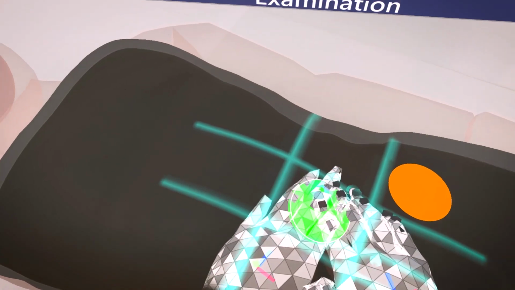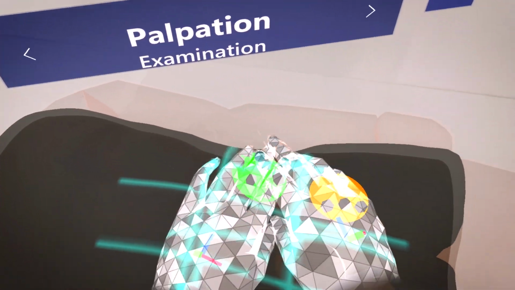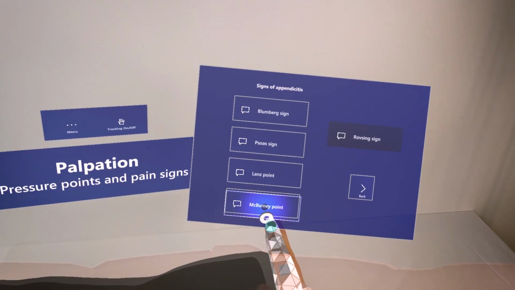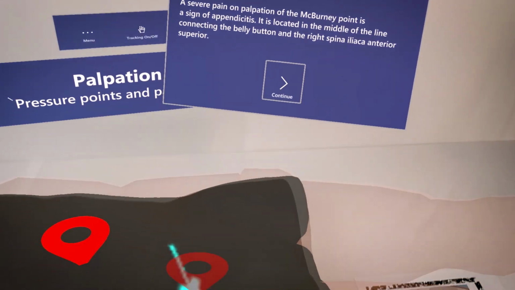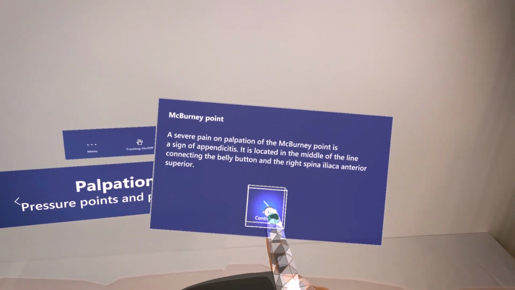A deeper insight into the information gathered during percussion can be gained by palpating the abdomen. In addition, there are disease-specific pain points, for example, for appendicitis, which are explained and shown with derivation on the phantom.